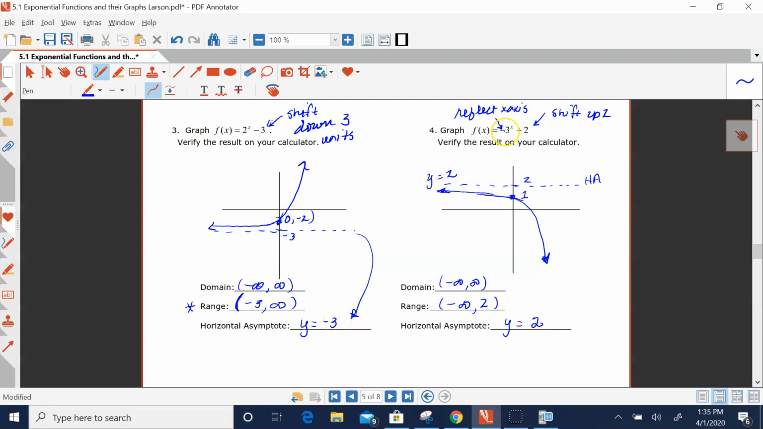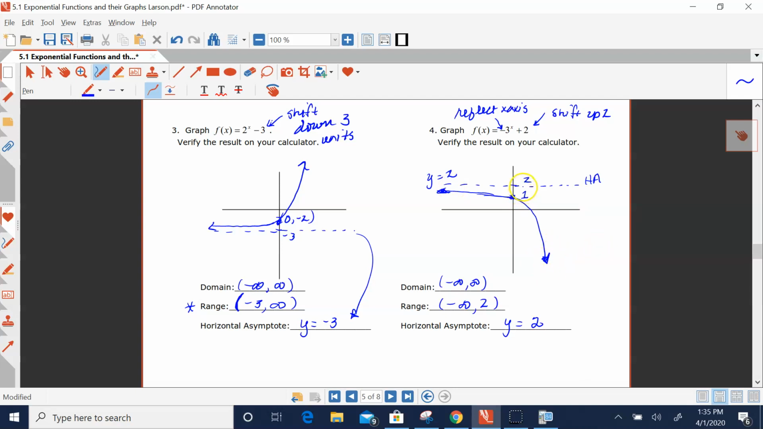If we go and graph this next one, -3 to the x plus 2, we're going to notice that it shifts up 2 units, and the negative in front of the 3 causes it to reflect across the x-axis. So when you put this in your calculator, you should see this blue curve. There's a horizontal asymptote at 2 because we shifted it up 2. So it went from 0 to 2. So y equal 2 is my horizontal asymptote. And domain is negative to positive infinity. You see there's an arrow on the left, negative infinity, arrow out here on the right, positive infinity.